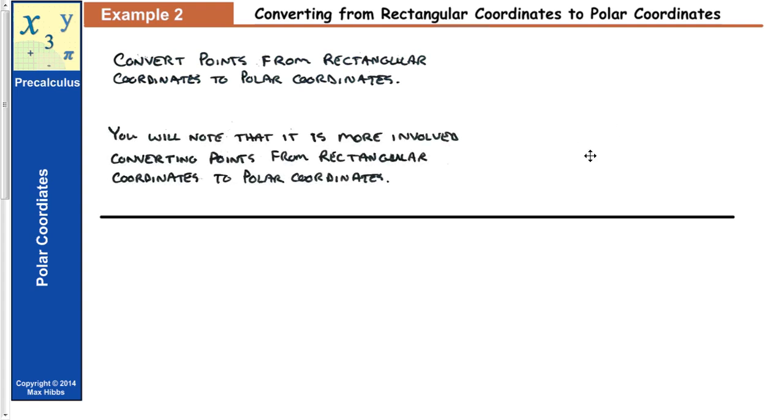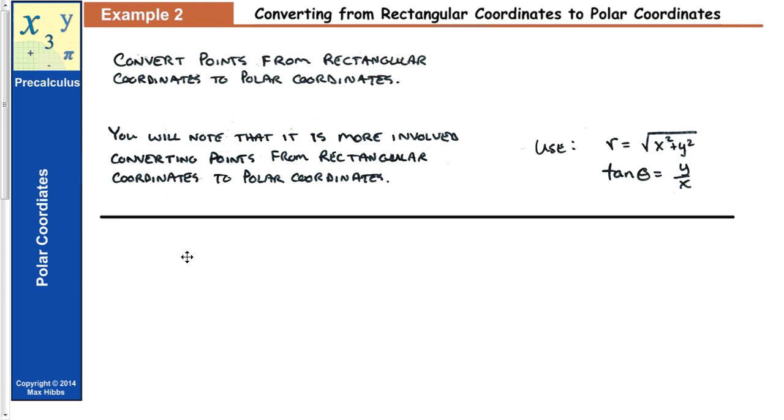Now, what I've stated here is you will note that it's more involved converting points from rectangular coordinates to polar coordinates because, here's the reason, we don't have theta is equal to. We have tangent of theta is equal to. Determining the r value, if we know rectangular coordinates x comma y, is very simple. Determining the theta value is not so simple, and we'll see some problems that we run into.